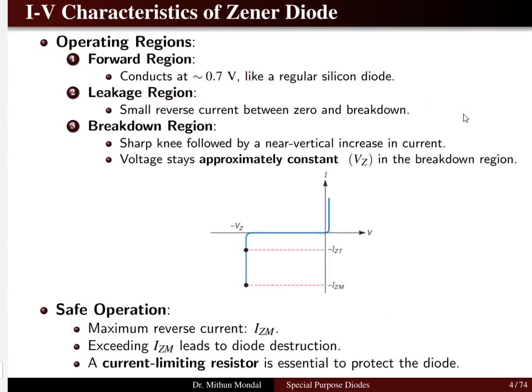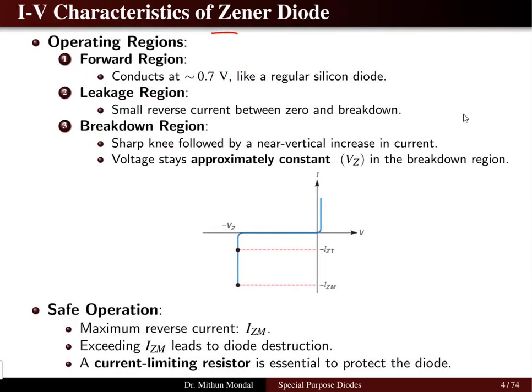When we talk about the current-voltage characteristic of the Zener diode, there are 3 important operating regions. The first region is known as the forward region, the second is the leakage region, and the third one is the breakdown region. The forward region is like a normal regular silicon diode, which conducts at 0.7 volts. So you can see the first quadrant of the current-voltage characteristic, which is similar for all diodes, which conduct after 0.7 volts, the forward conduction voltage.